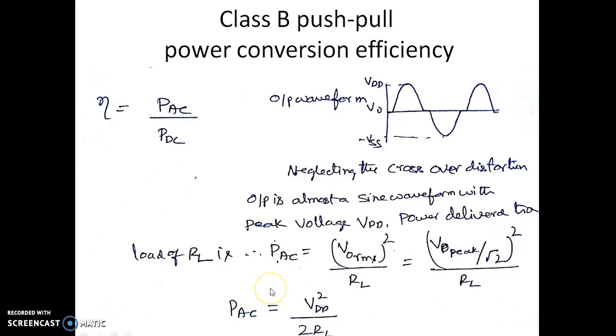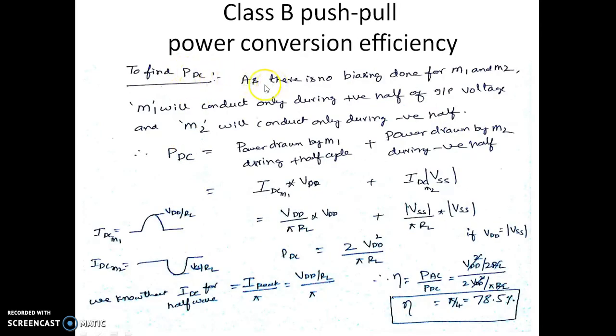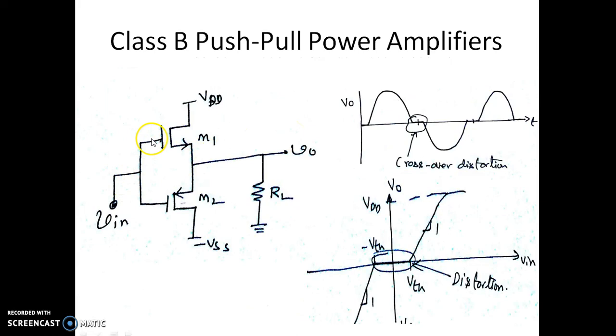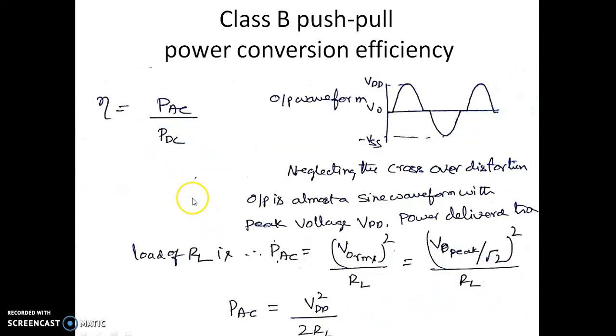So let us also have a look at what is the power being consumed from the power supply. Now, to find PDC, of course there is no biasing given to M1 and M2. So M1 will be conducting only during the positive half cycle of the input voltage, and M2 will conduct only during the negative half cycle, because as you can see in the previous circuit diagram, the input is given commonly to both M1 and M2. So during the positive half cycle of the input voltage, M1 conducts; during the negative half cycle, M2 conducts. Meaning at any point of time, any one MOSFET is conducting.